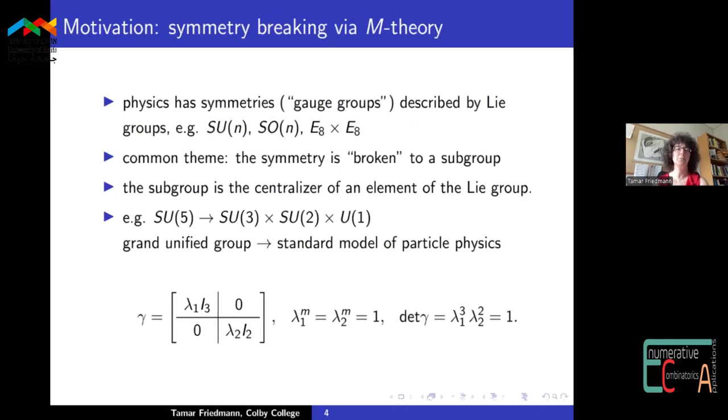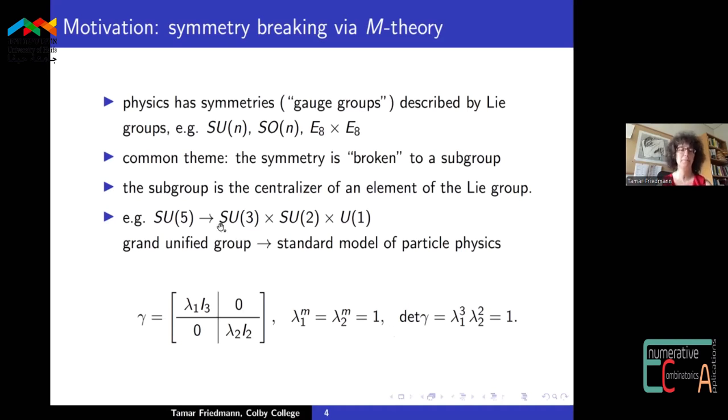So the original motivation came from symmetry breaking in M theory. I'm not going to define M theory or string theory here. I'm just going to give a flavor of where this is coming from. So physics has symmetries known as gauge groups, which are described by Lie groups. There are several popular ones like SU(N) or SO(N). A common theme is breaking a symmetry to a subgroup. And that subgroup, in the context I'm talking about, is the centralizer of an element of the bigger Lie group.